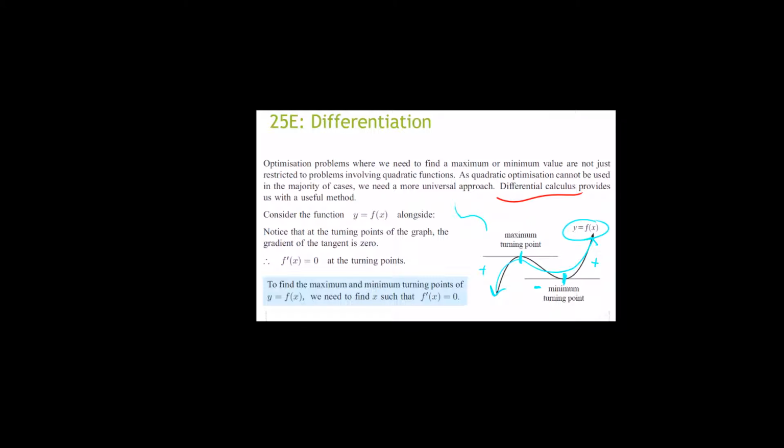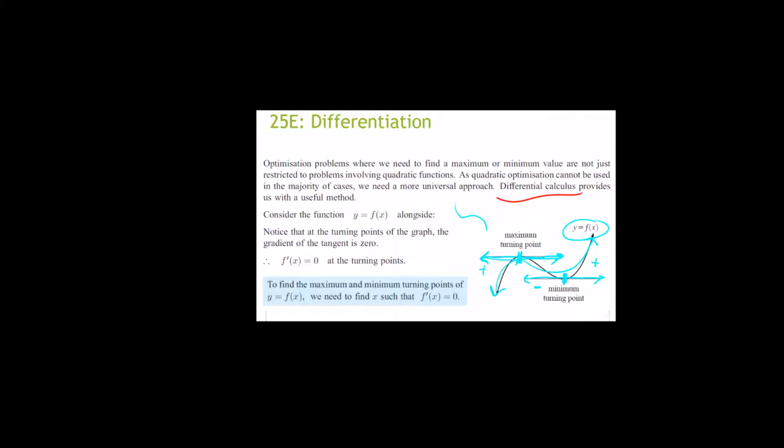Now, how is differential calculus helpful in finding the maximum or the minimum? Well, if you look at the gradient of the tangent to the curve at these two critical values, it doesn't matter if it's maximum or minimum, what is the gradient? It's 0. So if we can take the gradient function and set it equal to 0, that's going to give us our optimization scenarios, such as the maximum or the minimum.